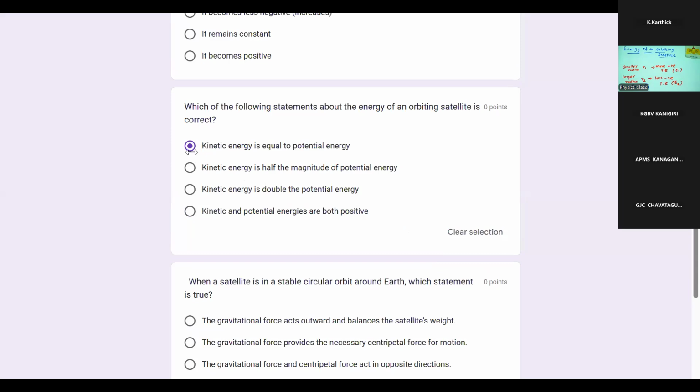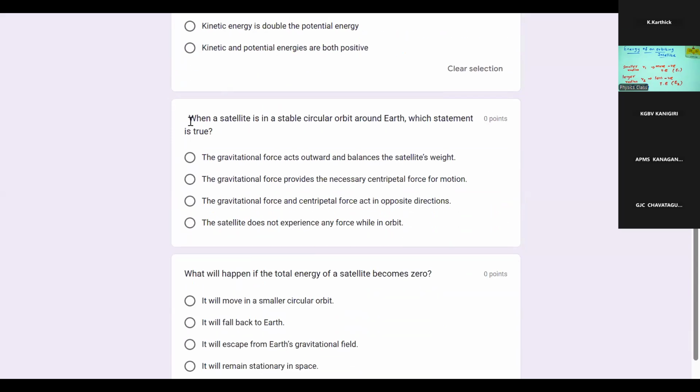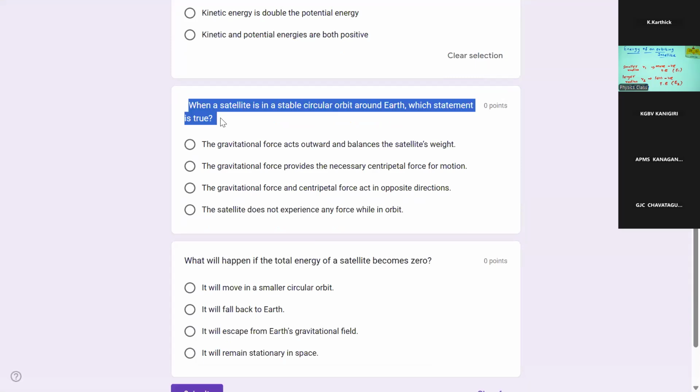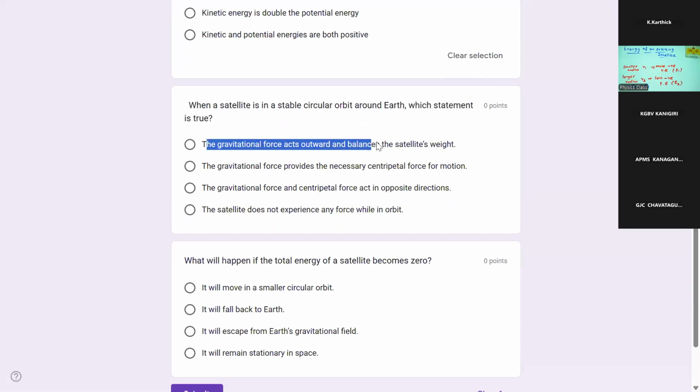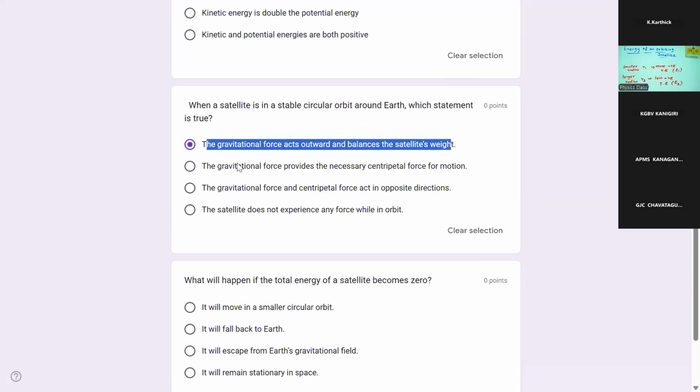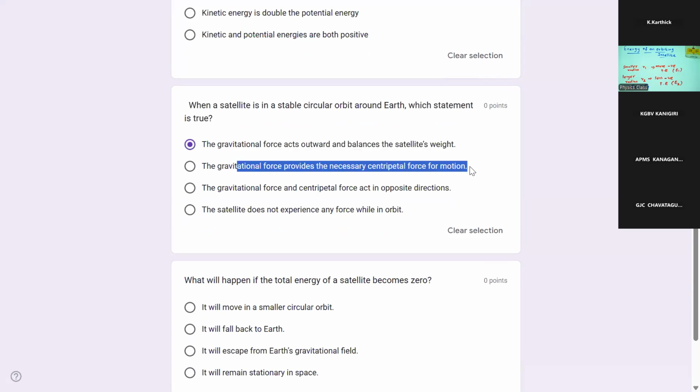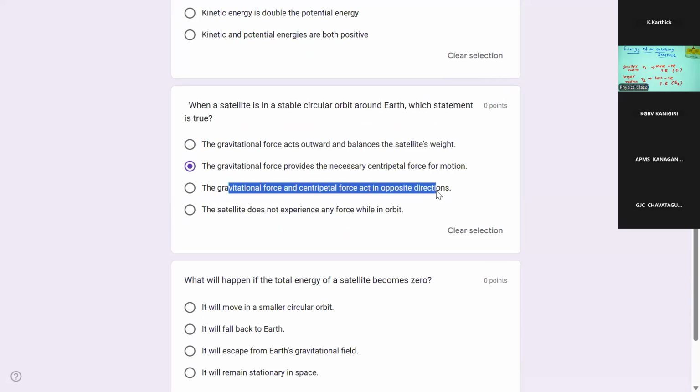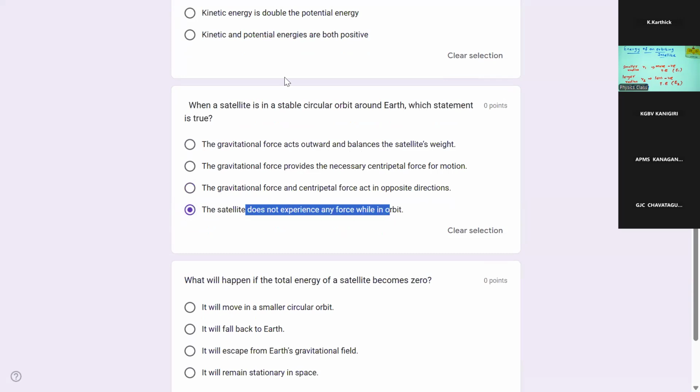So, fourth question: when a satellite is in a stable circular orbit around the Earth, which statement is true? The gravitational force acts toward the Earth and balances the satellite's weight. The gravitational force provides the necessary centrifugal force of motion. The gravitational force and the centrifugal force act in the opposite direction. The satellite does not experience any force while in orbit.